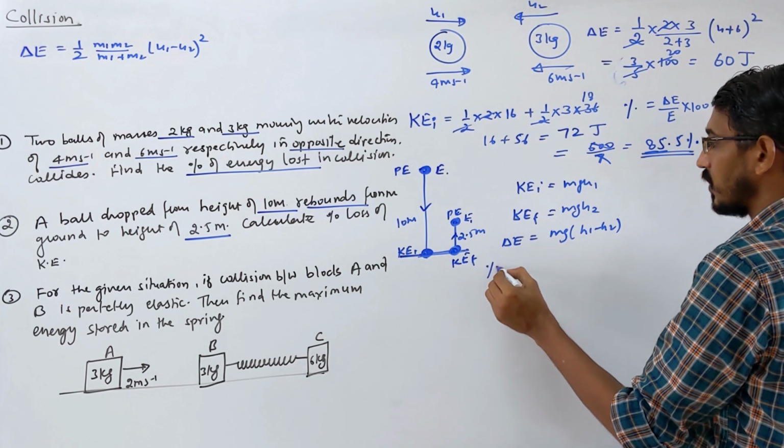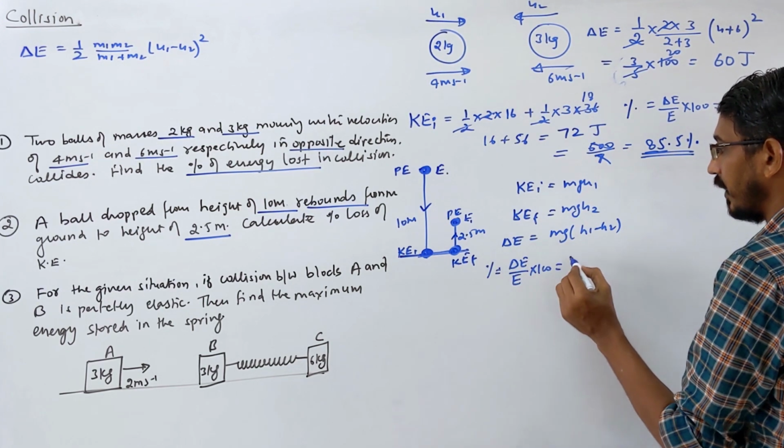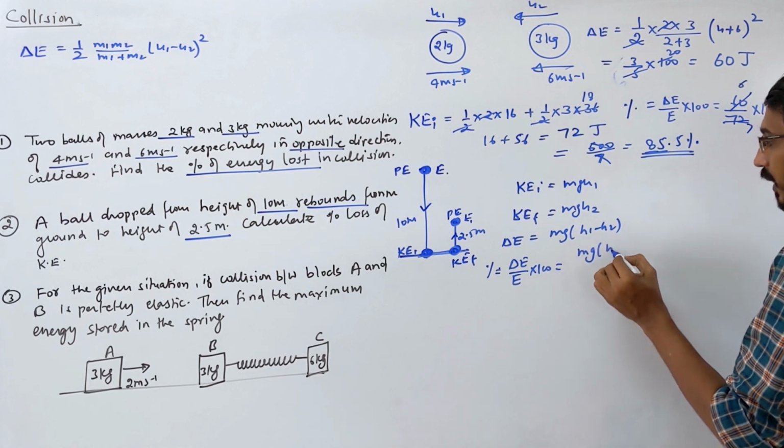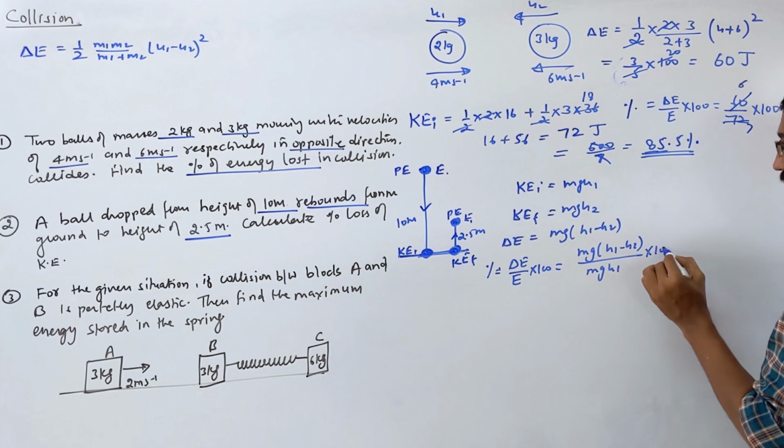So what is the percentage loss they are asking? Percentage loss is ΔE by E into 100. Loss is mg(h1 minus h2) by mg h1, into 100.